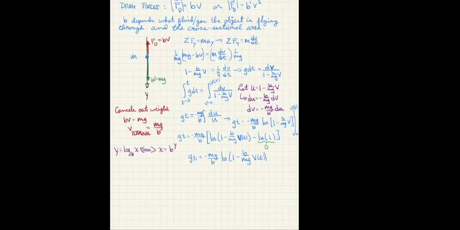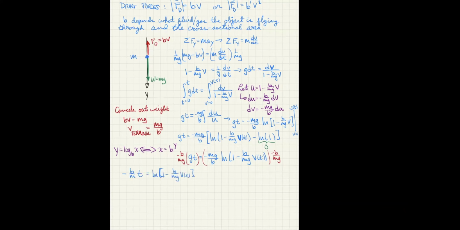Now, we can go ahead and multiply both sides by negative b over mg. So I'm going to multiply this side by negative b over mg. And then, of course, if I do that to one side, I've got to do it to the other. And what we're going to get now is that negative, notice the g is going to cancel out, negative b over m times t is all that's left on the left-hand side, and that's going to be equal to the natural log of 1 minus b over mg times v of t. I'll put that in the square bracket.